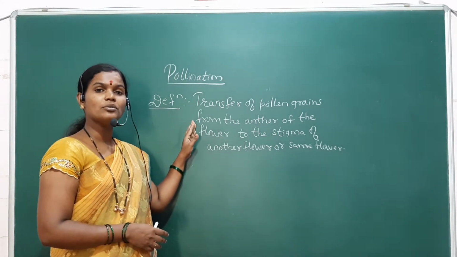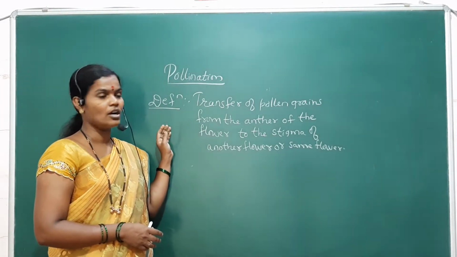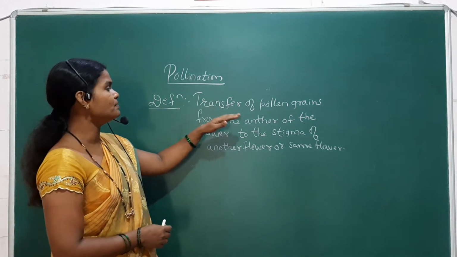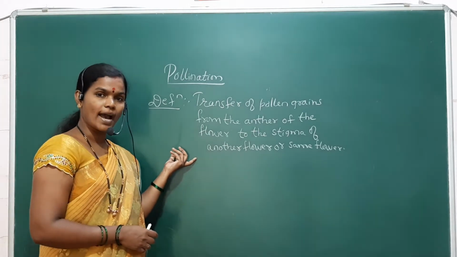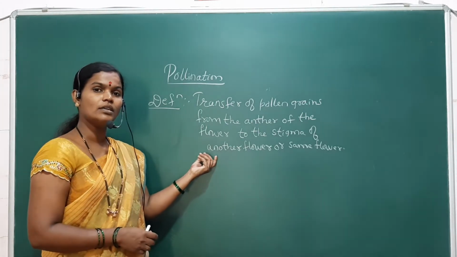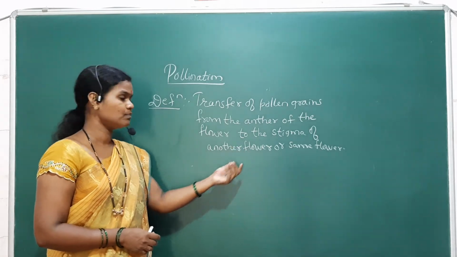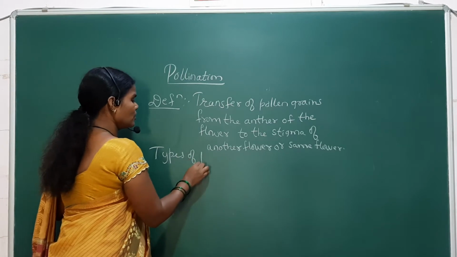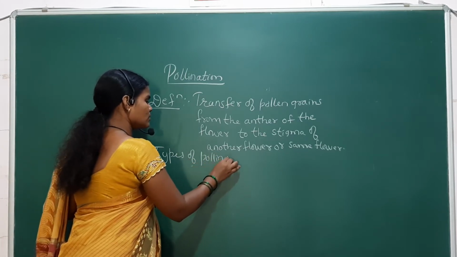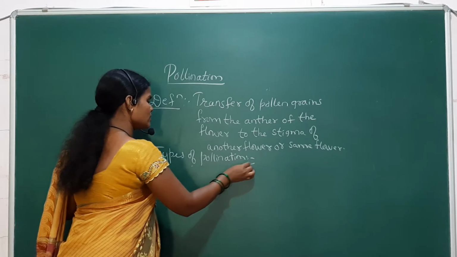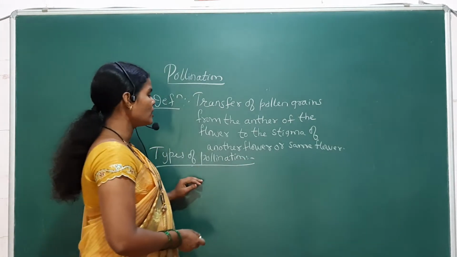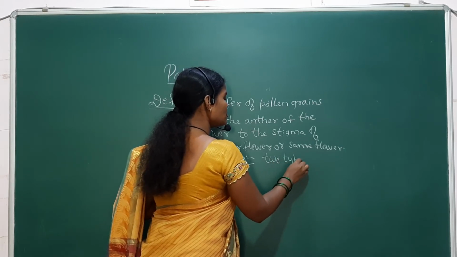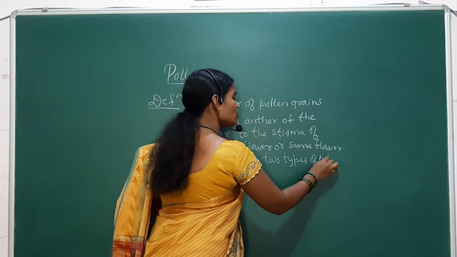Here we are going to see the types of pollination. You have understood the general definition: the transfer of pollen grains from the anther of the flower to the stigma of another flower or of the same flower. Now we are going to see the types of pollination. Note down this point, students, it is very important. Basically there are two types of pollination.